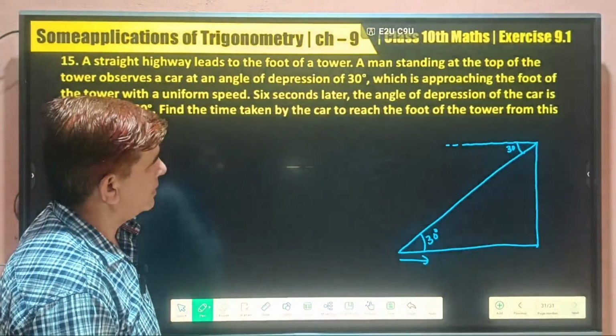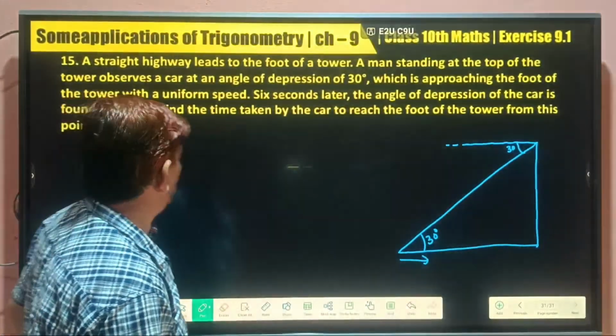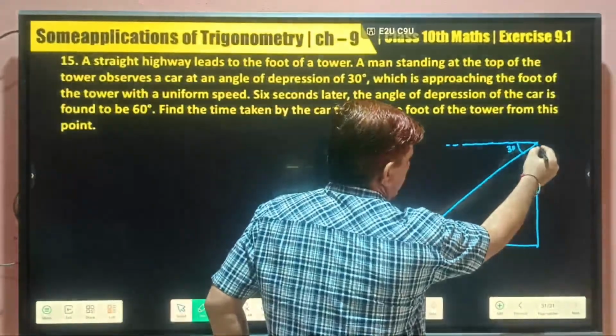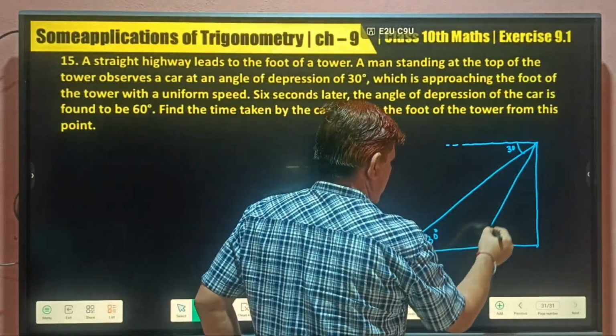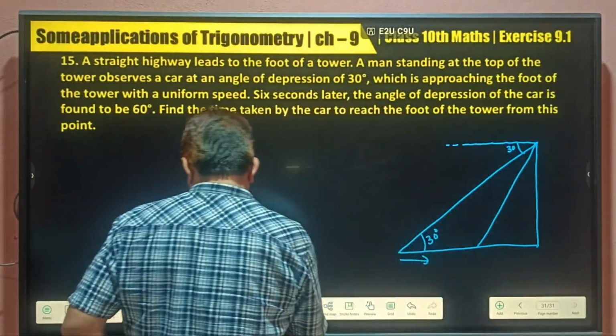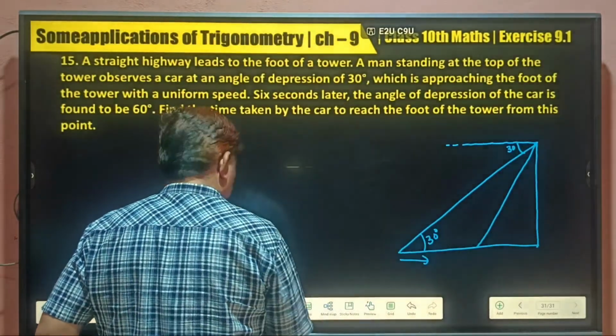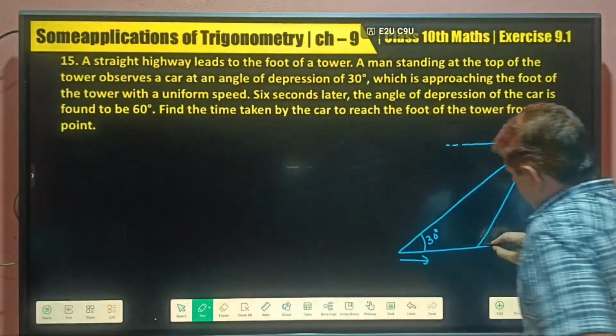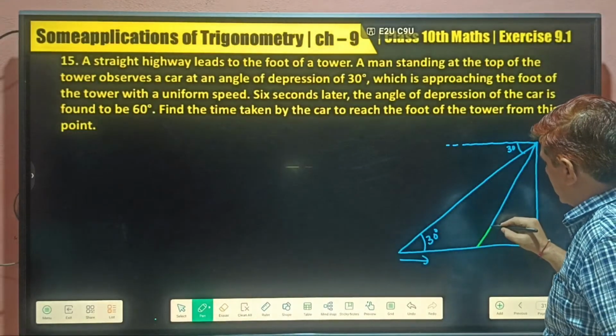Six seconds later, the angle of depression of the car is found to be 60 degrees. So after 6 seconds, this angle is formed. After 6 seconds, the car travels this distance.